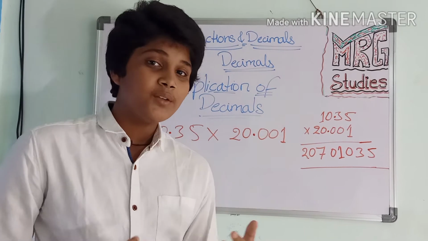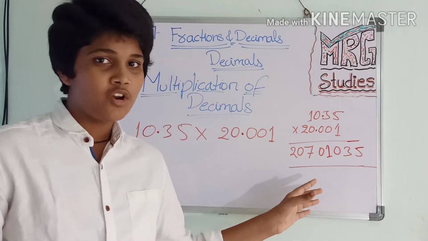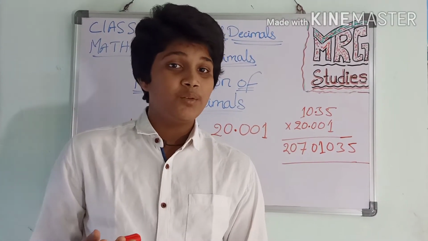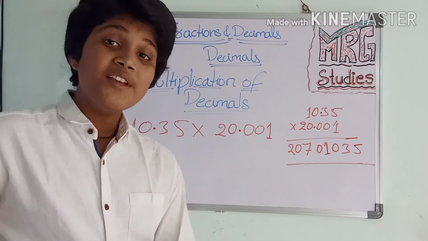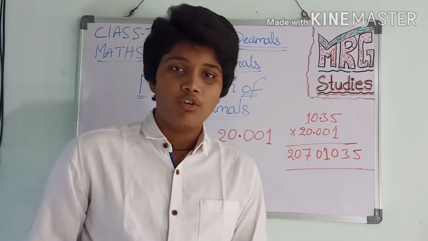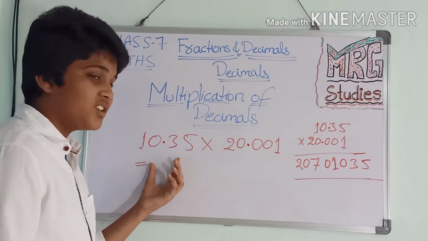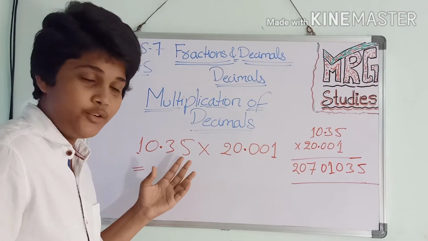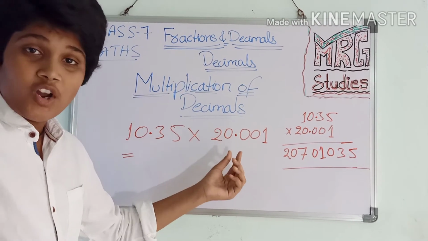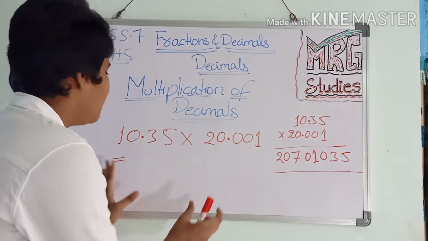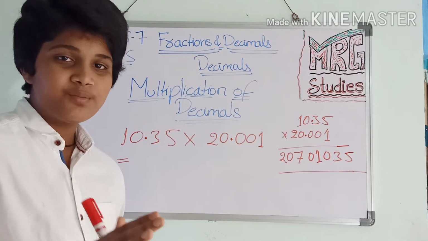Now I am explaining one more sum in this multiplication of decimals, because I am telling you how to keep the decimal point in the numbers and not how to multiply, because you know how to do multiplication. And please listen to this sum carefully, okay? If there is the sum 10.35 into 20.001, first you multiply these digits without the decimal point.